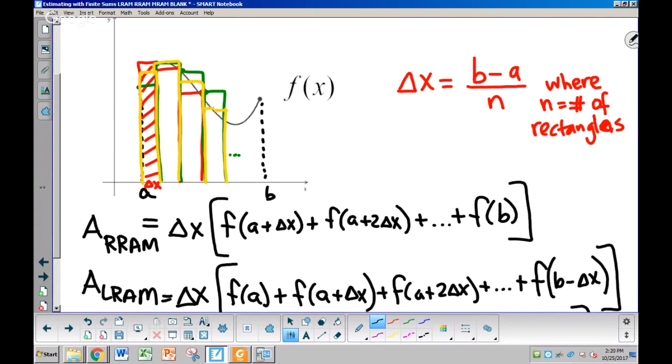All right, so we're going to do an example on the next screen. And I'm going to actually give a name to these now. They're called Riemann sums, because the guy named Riemann came up with this method. So if you ever hear of a Riemann sum, what are you doing? You're adding up the areas of rectangles.